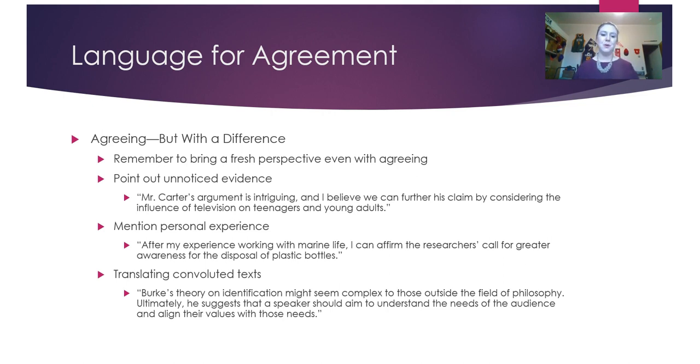So for example, "Burke's theory on identification might seem complex to those outside the field of philosophy. Ultimately, he suggests that a speaker should aim to understand the needs of an audience and align their values with those needs." So, as someone who has read Kenneth Burke's work, yeah, it is not this simple. It takes him 500 pages to basically say that.